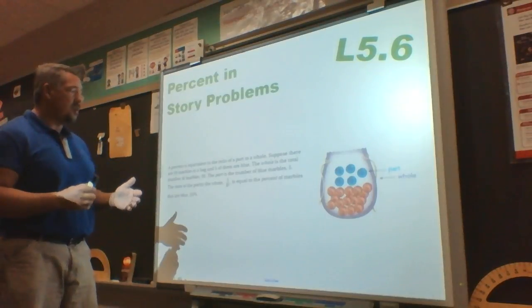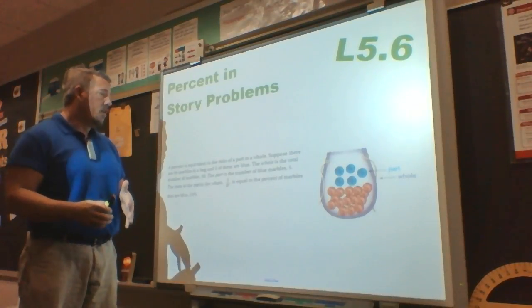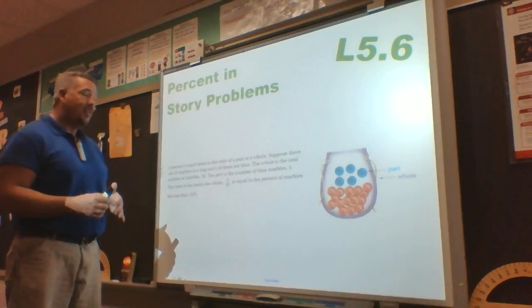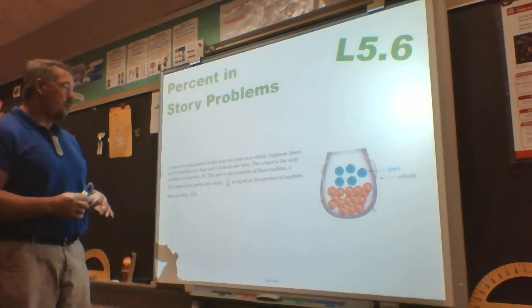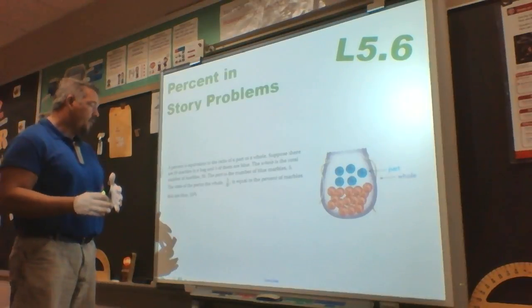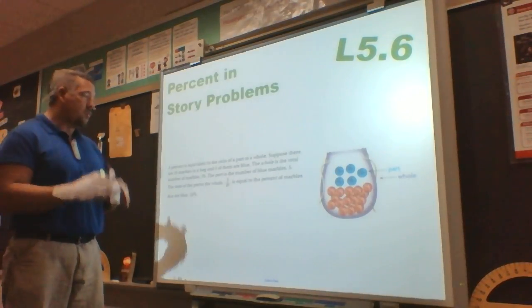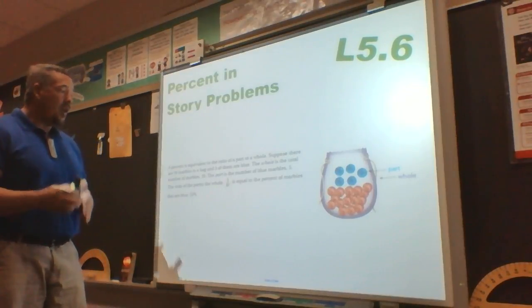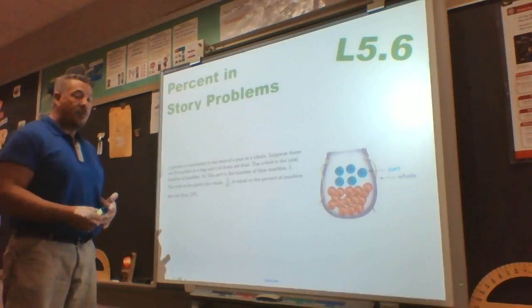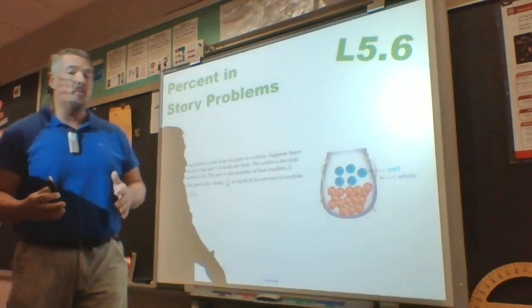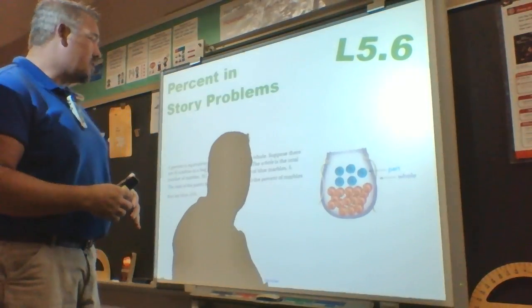Suppose there are 20 marbles in a bag and 5 of them are blue. Well, the whole is the total number of marbles, 20. The part is the number of blue marbles, 5. The ratio of the part to the whole would be 5 to 20. It's going to be equal to the percent of marbles, which is 25% out of the 100 that we know has to be there for a percentage.